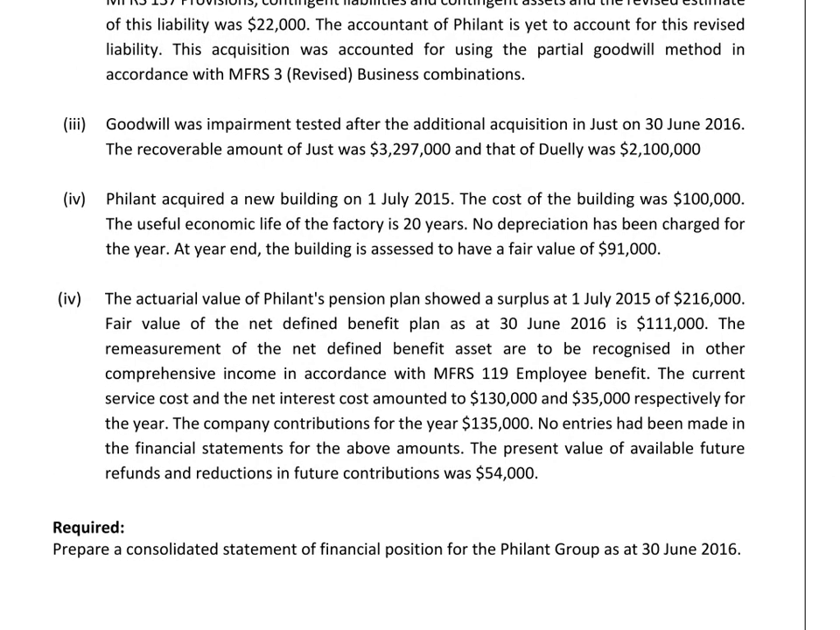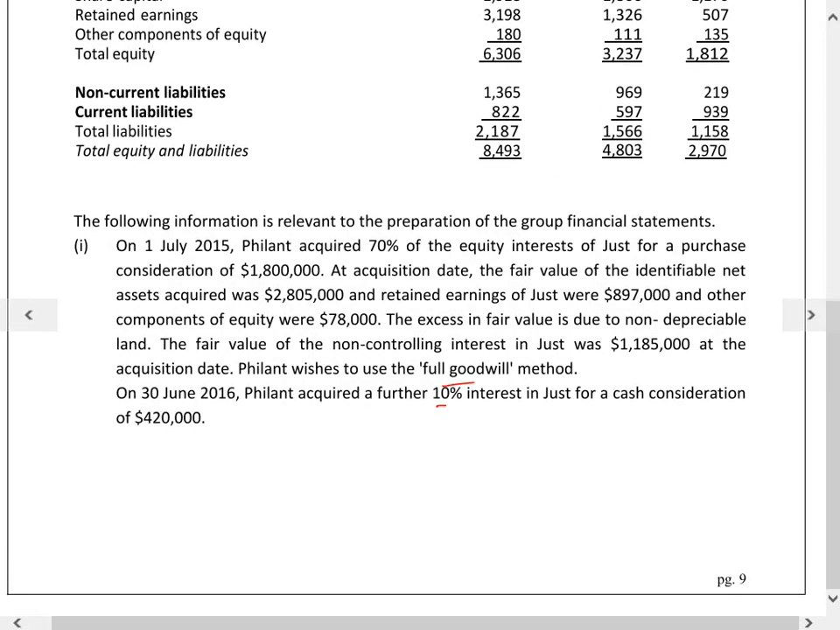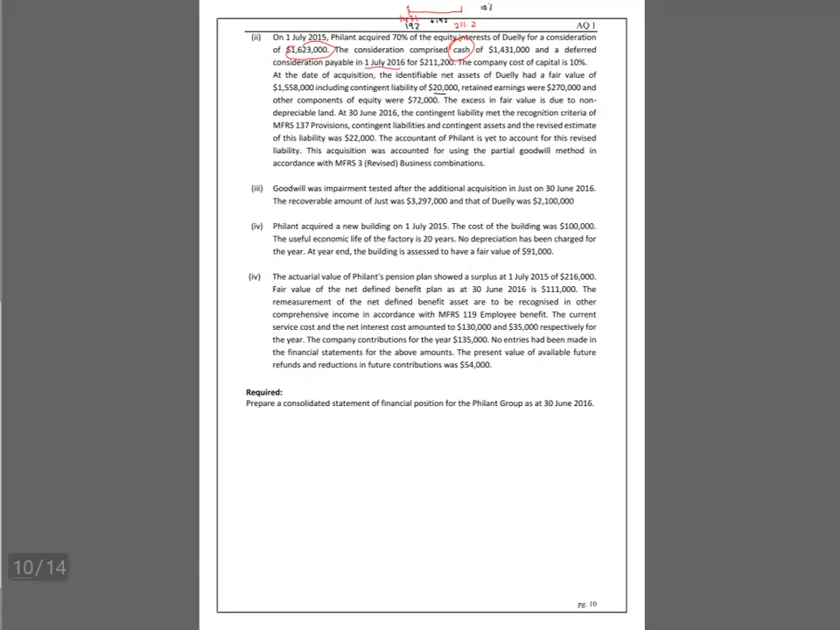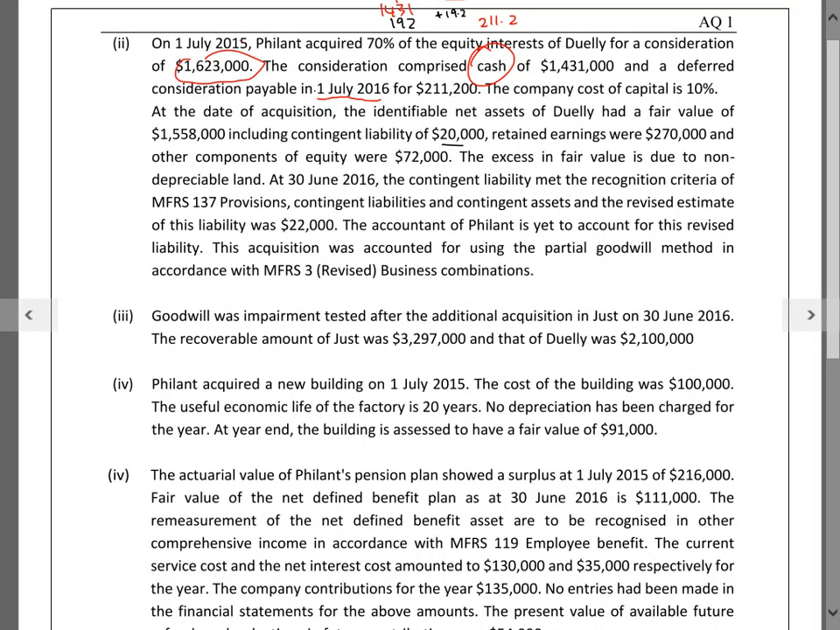Phelan acquired, number 3: goodwill was impairment tested after the additional acquisition of 10%. On 30th, the recoverable amount is 329 and also 21. So we know we have two subsidiaries. One subsidiary uses full goodwill, the other subsidiary uses proportionate, correct? So what are you going to do with the goodwill for the first subsidiary? Do we have to recross? No need. The second one, do we have to recross? Yes. Understand?